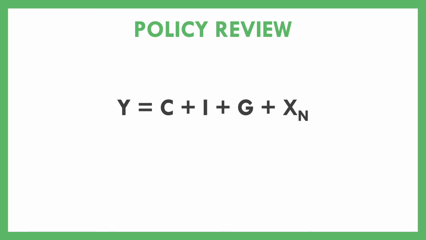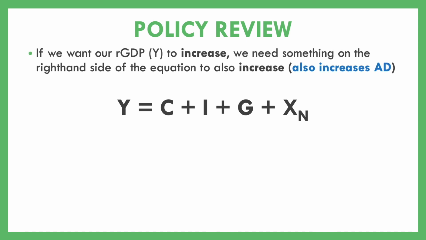So let's suppose that we're in a recession and we want our real GDP to increase. Well, simple math tells us that if we want the Y to increase, we also need something on the right-hand side of our equation to increase as well. So if we want Y to increase, something else has to be moving. Now remember, since GDP and aggregate demand are very closely related, an increase in GDP is caused by an increase in aggregate demand. So our aggregate demand curve is moving as our real GDP is moving.